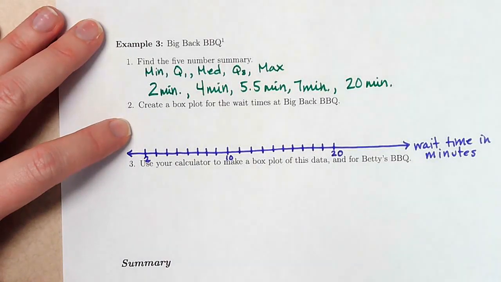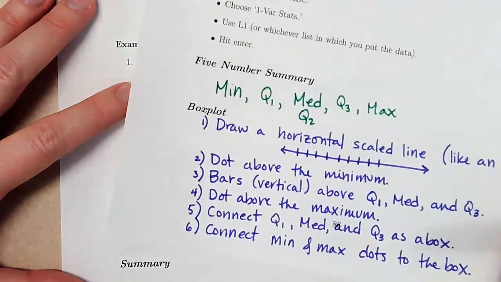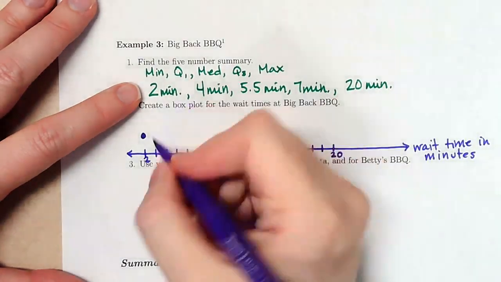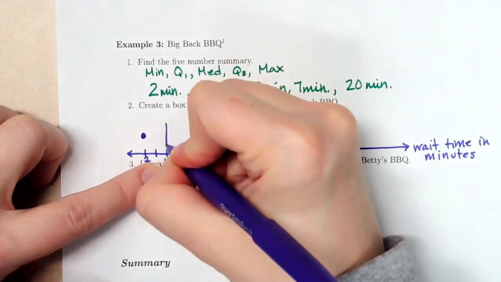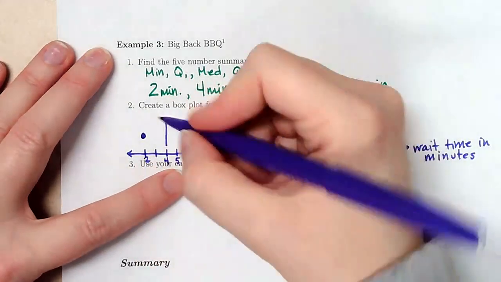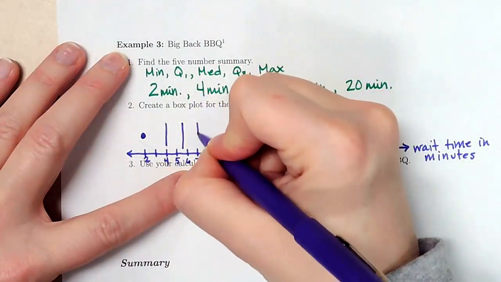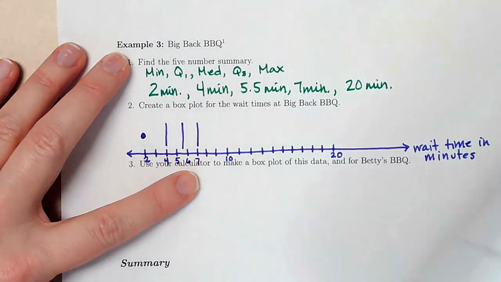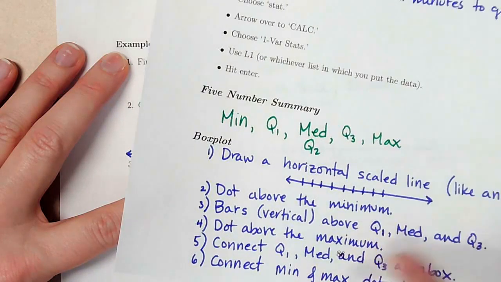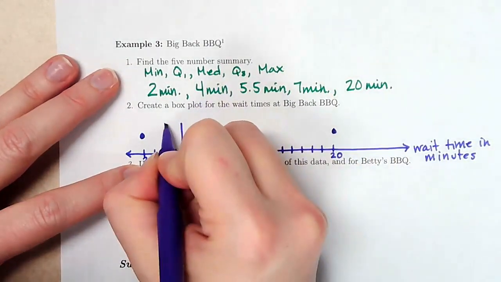I put a dot above the minimum, check. So I'm going through my steps here. Vertical bars above Q1, the median, and Q3. So at 4, here's 4 minutes, I draw a vertical bar. At 5.5 minutes, okay, so this is 5 and this is 6. At 5.5, so right here, I draw another vertical bar. And at 7 minutes, I make yet another vertical bar. Got it. Okay, so standing up tall at the middle, a dot above the maximum, which was 20. And then I connect Q1, median, and Q3 and create a box.